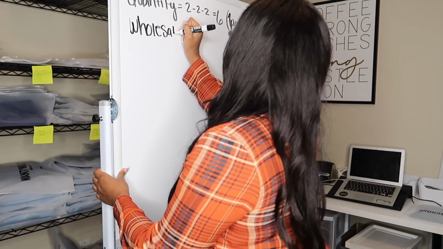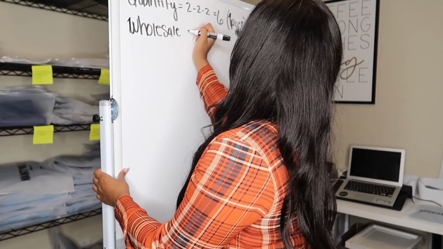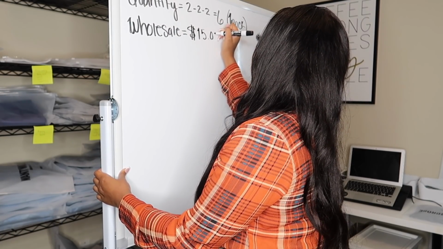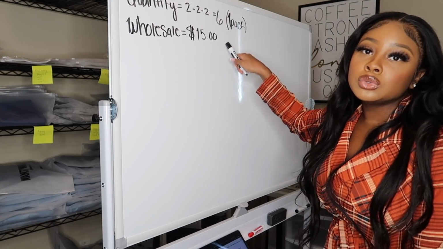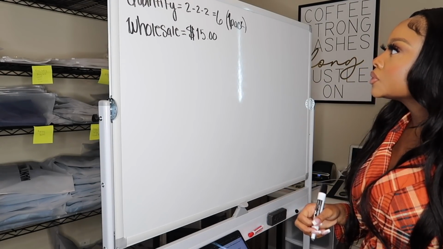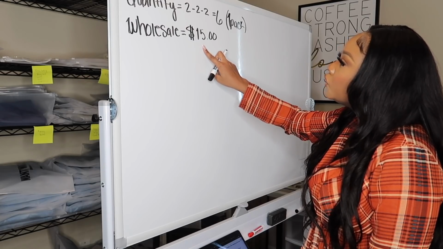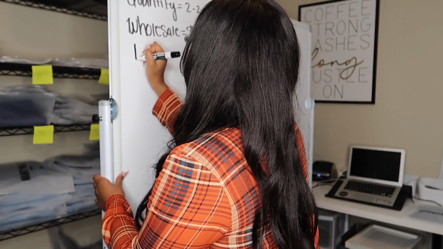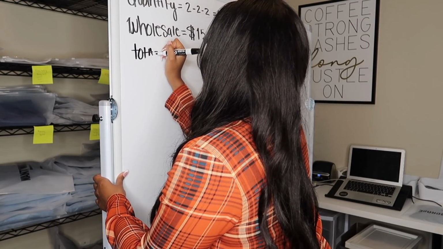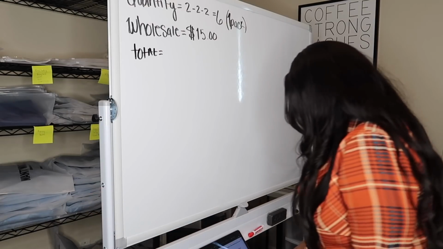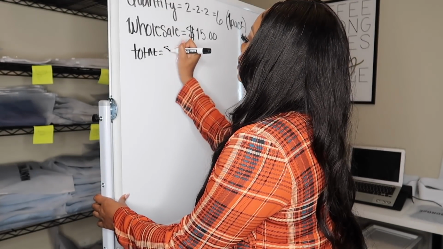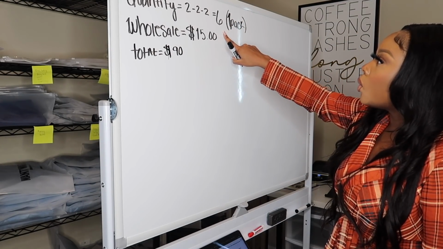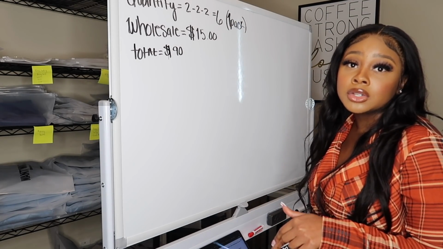So wholesale equals $15. So we're purchasing one pack, 2, 2, 2 at $15 wholesale. So I know since I'm purchasing $15 and I'm purchasing one pack, that is going to give me a total of $90. So I know that it's going to cost me around $90 in order for me to get one pack of those tops at $15 a piece, right?